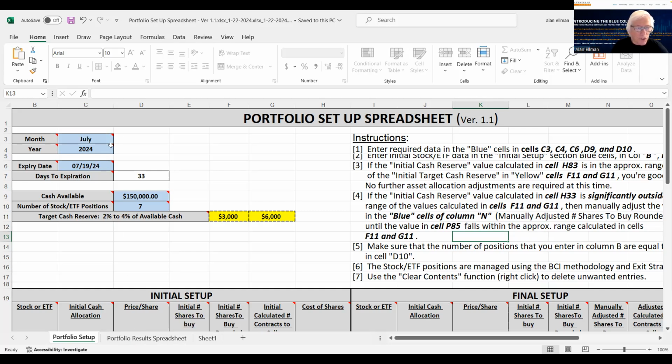What you do is you just enter the data into the blue cells at the top. What contract month are we dealing with? What year? What is the expiration date? And the spreadsheet will tell you how many days to expiration. Enter the cash available and how many securities you're using. The spreadsheet will tell you how much cash reserve you should have for potential exit strategies, and that's based on 2 to 4% of the cash available.